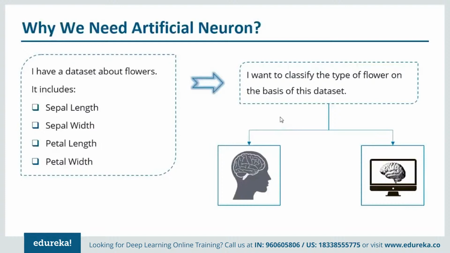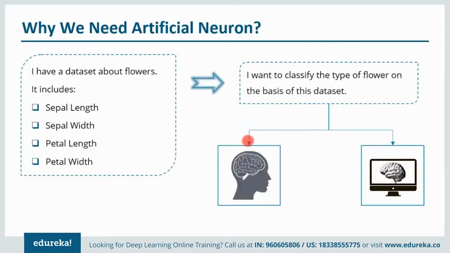So let us understand why we need artificial neurons with an example. I have a data set of flowers, say, and that data set includes sepal length, sepal width, petal length, and petal width. Now what I want to do is classify the type of flower on the basis of this data set. Now there are two options. Either I can do it manually. I can look at the flower and determine by its color or any means what sort of flower it is. Or I can train a machine to do that.